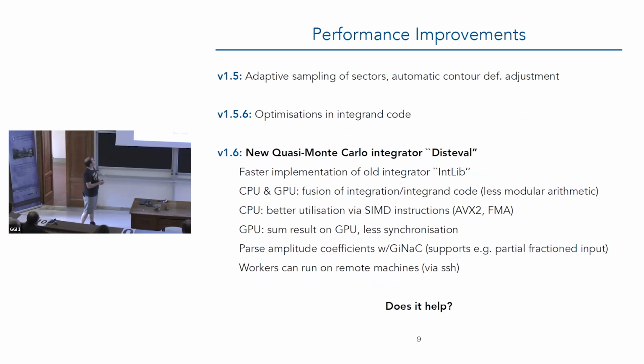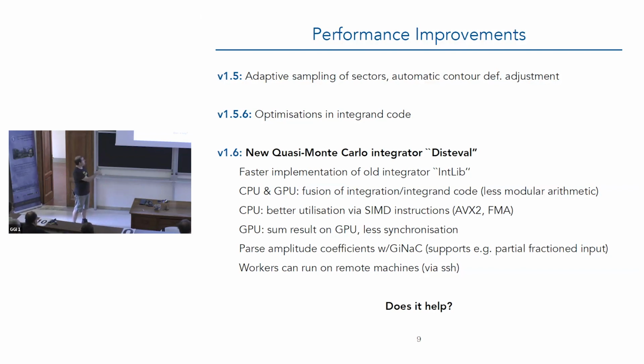The last version, we implemented a full adaptive sampling of sectors. This means that we don't throw the same number of points into each sector, but we actually adapt the number of points in each sector based on its total contribution to the error. We also worked a little bit on finding better contours, or essentially adjusting our contour if need be. We then worked hard on many optimizations in the integrand code. These are basically technical points that I won't go into.